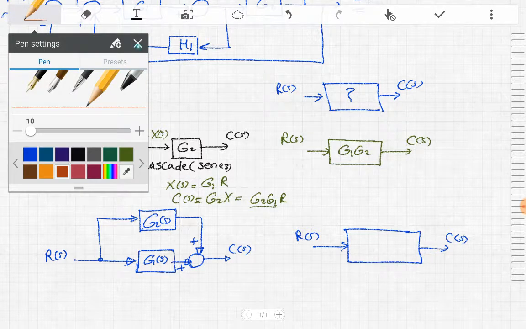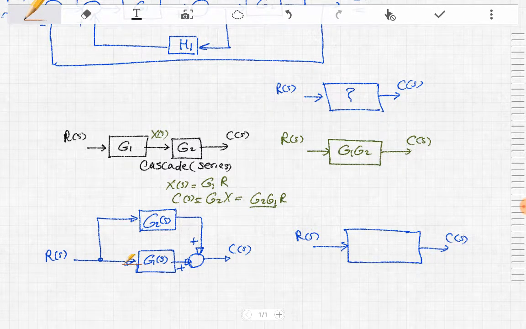Let's work it out. How do we do it? This R input and this R input: R times G1, you get X1. R times G2, you get X2. So what's C? The sum of X1 plus X2, right?